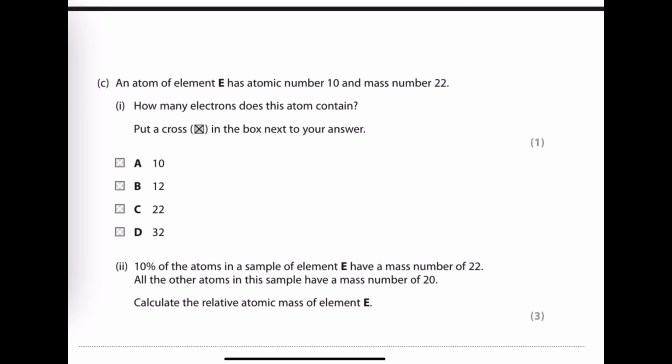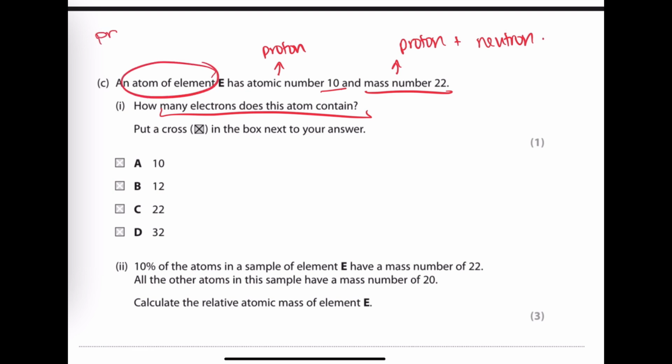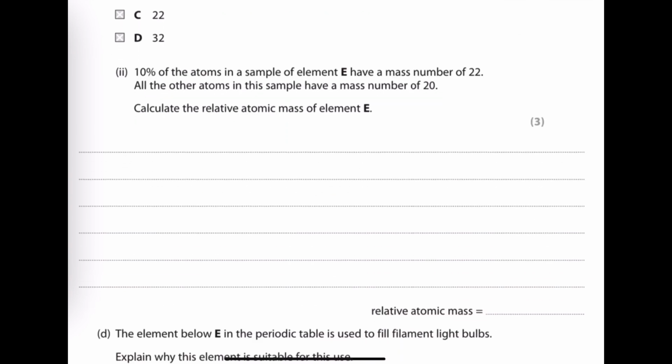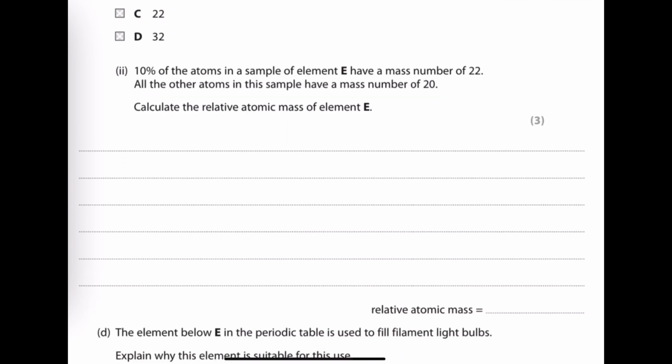An atom of element E has the atomic number of 10 and the mass number of 22. How many electrons does this atom contain? So atomic number means proton number and mass number is protons plus neutrons. And in a neutral atom, we know that the proton number is the same as the electron number. So because we know that the atomic number is 10, and that means proton number, we know that electron is also 10.